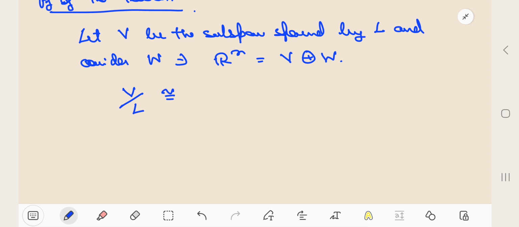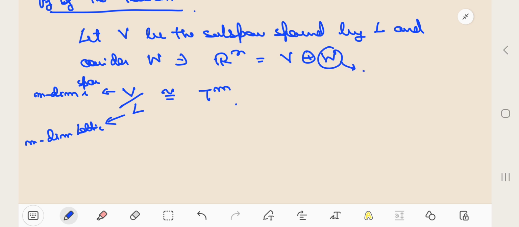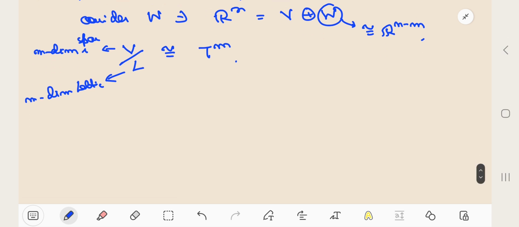Now if I quotient out V using L, from the previous theorem, above I have an m dimensional Euclidean space, and in the bottom I have an m dimensional lattice. So I will get just an m dimensional torus. And in case of W, the way we have considered W, it is just isomorphic to Rn minus m, and it is completely lying outside V, because we are talking about a direct product. It is completely lying outside V in terms of its topology.